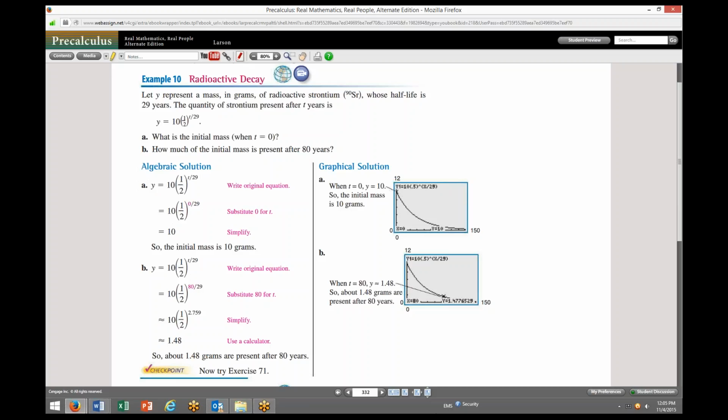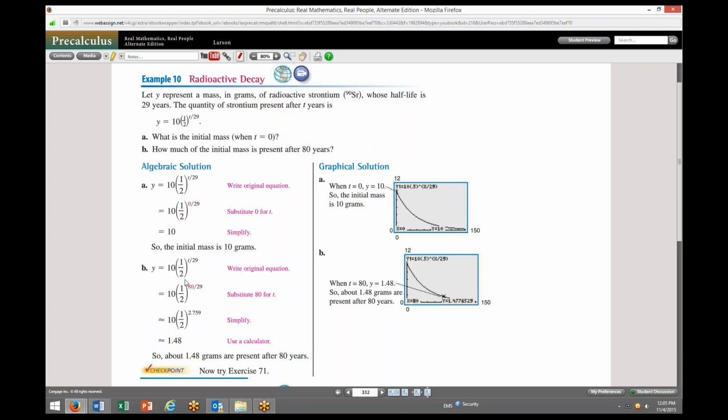And how much would there be after 80 years? Well, that's not an even number of half-lives. You can't divide 80 by 29 and get a whole number, no. So you just have to leave 80 over 29 as the exponent. And of course, with your calculator, you'd have to wrap that in parentheses, and you'd say y. Y stands for the amount left after t years.